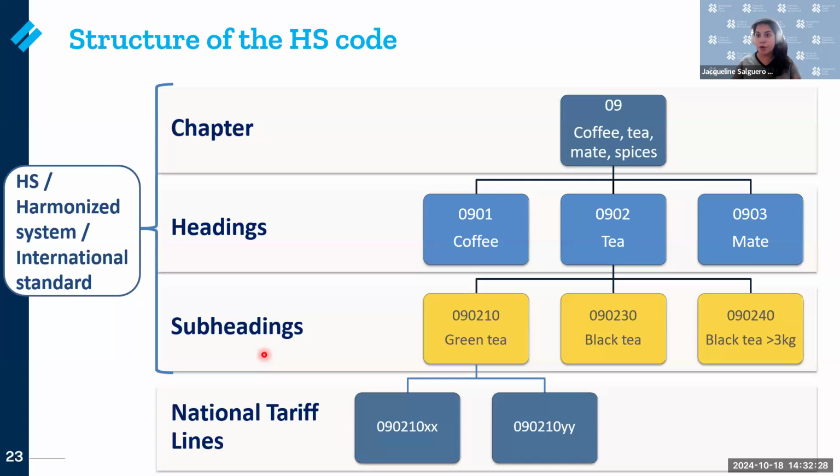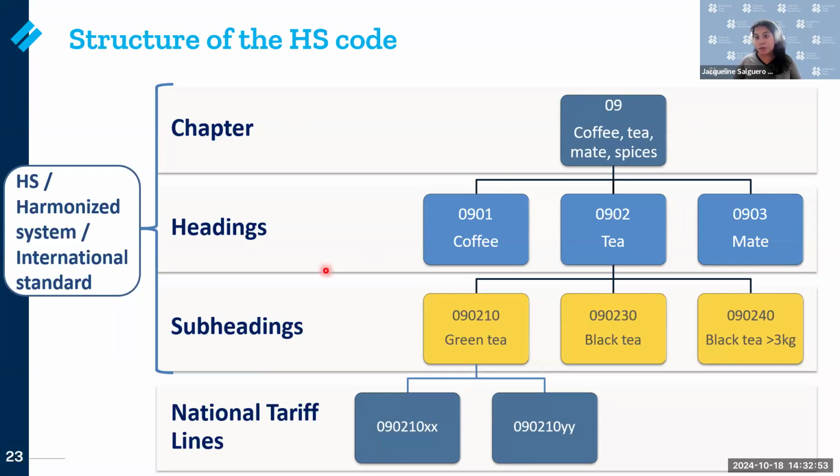So before we go into the example, I just wanted to highlight, if you didn't know or if you just need a refresher on these, that the chapter will always refer to the 2 digits. The heading will refer to the 4 digits and the subheading will refer to the 6 digits. The chapter is like the big group, right? So in this example, chapter 09 refers to coffee, tea, mate, and spices.